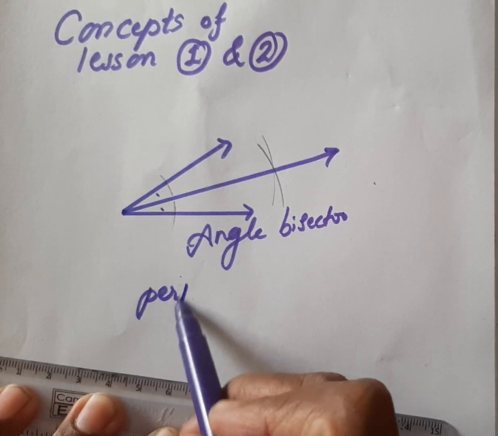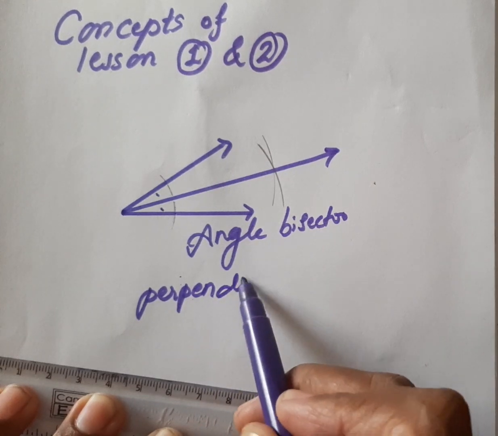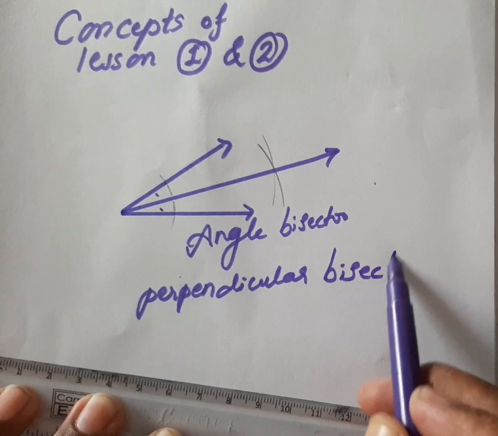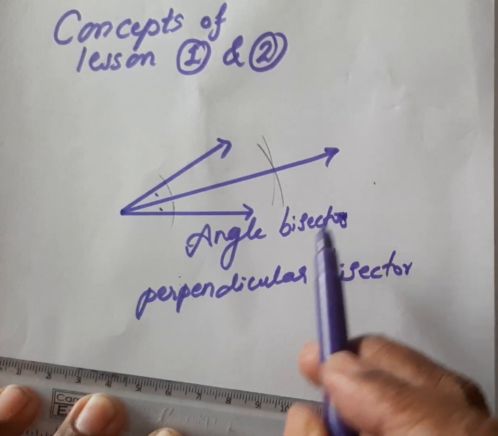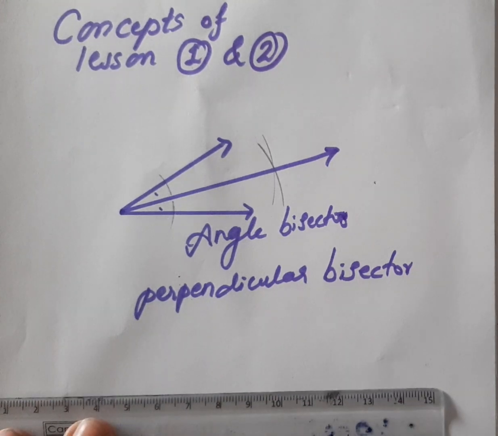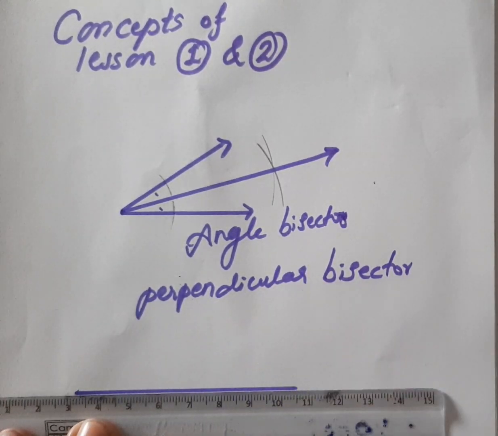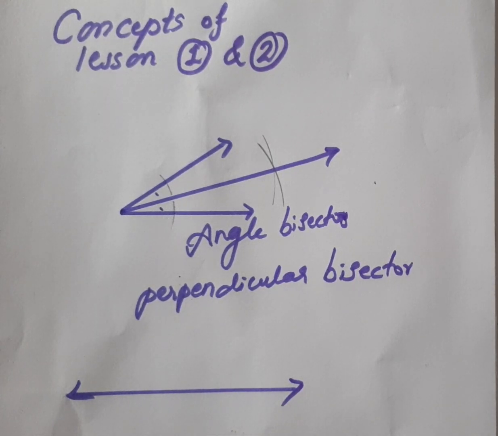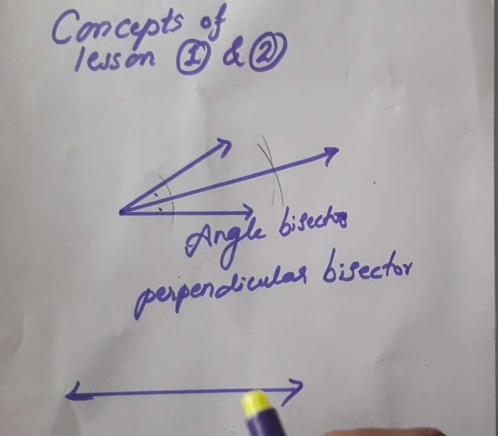What do you mean by the perpendicular bisector? See, for that I will draw one line of any measure. Then I will mark two arcs.